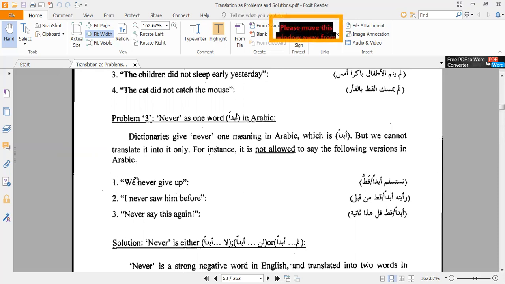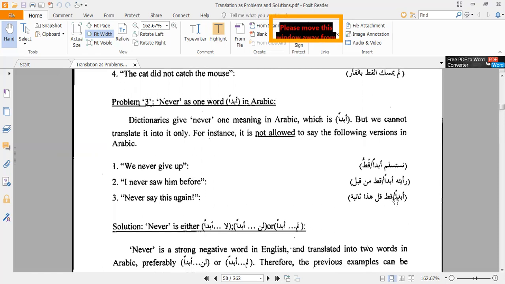In the English sentence I have a negation, but in the Arabic sentence, which is rendered literally, the negation is absent. نستسلم أبدا. No sense. Where is the negation? I never saw him before. رأيته أبدا أو قط من قبل. رأيته من قبل أو رأيته أبدا من قبل. So it is the same thing: the negation in the Arabic sentence is absent.